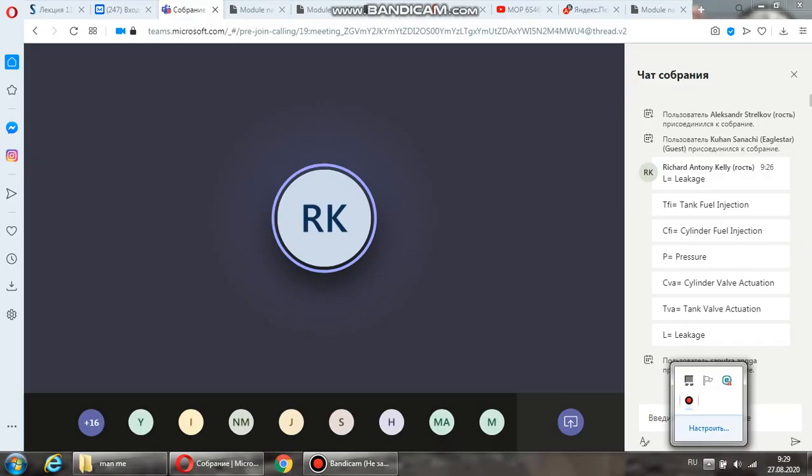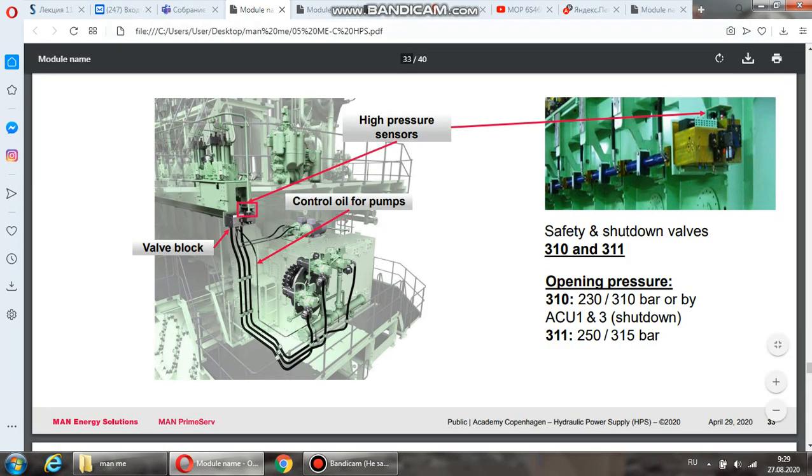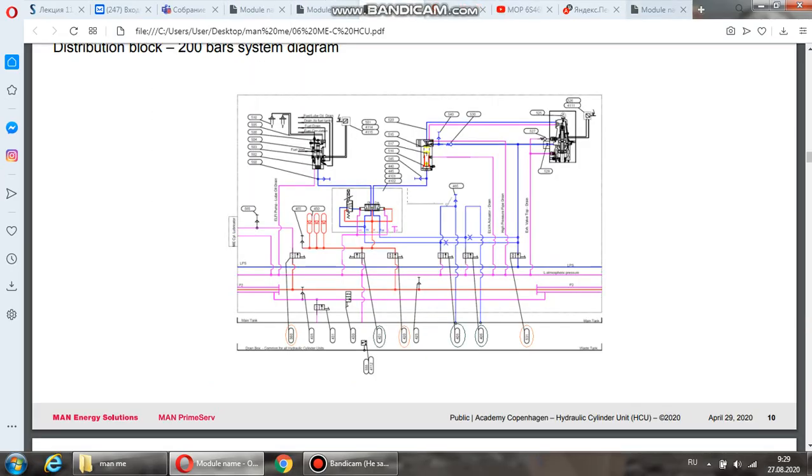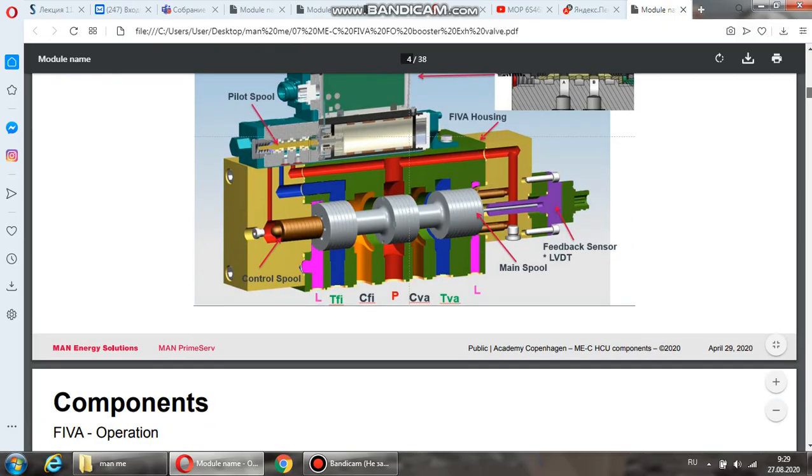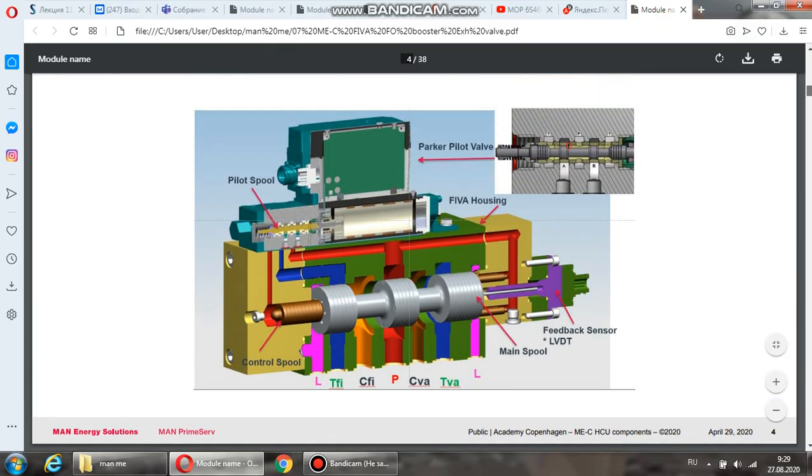Once the injection is complete, signal is all the time being sent from the feedback sensor to the system and then back to the system giving us a control signal to the pilot valve, which will move the position of the main spool to ensure that we are injecting at the correct time and the correct amount for the correct amount of time.